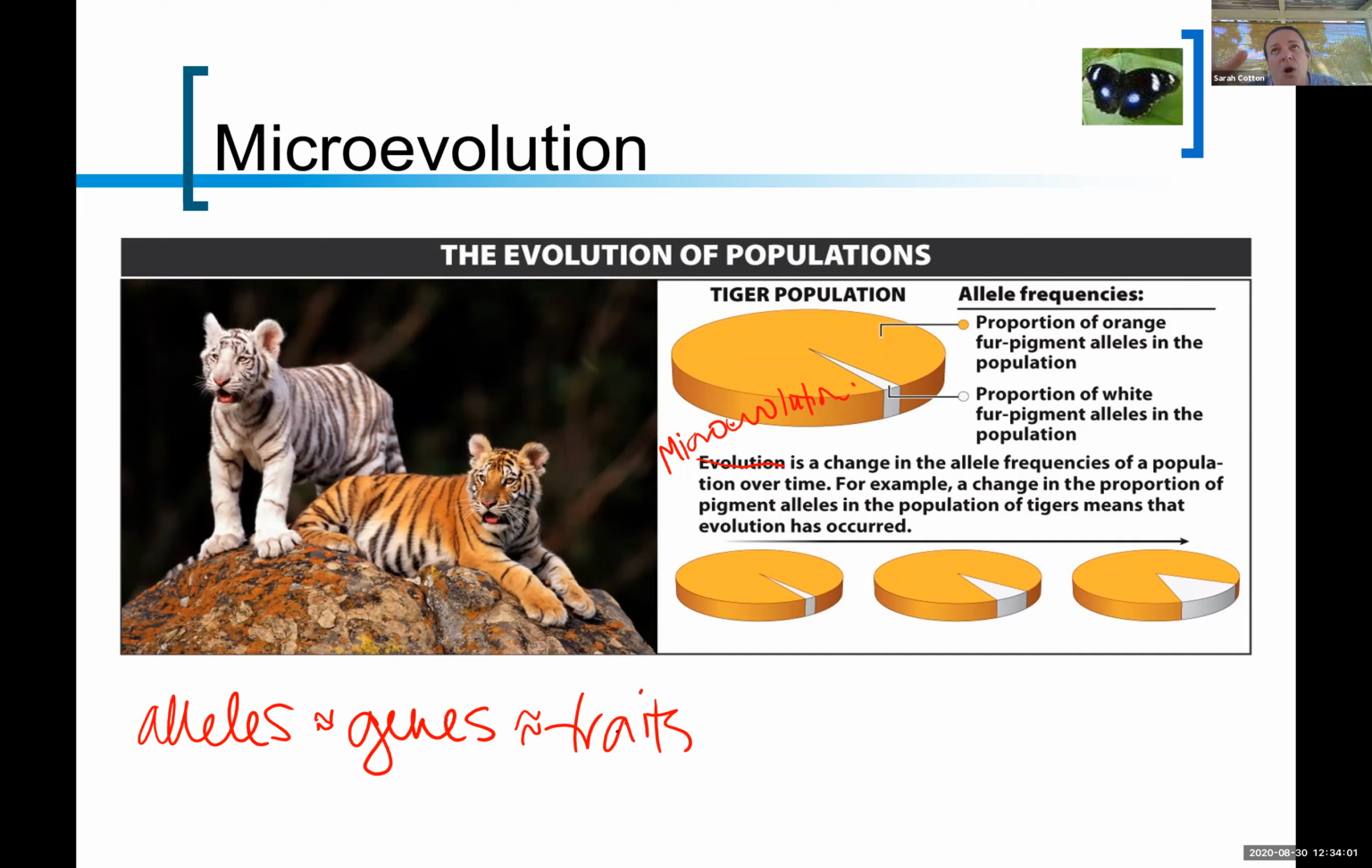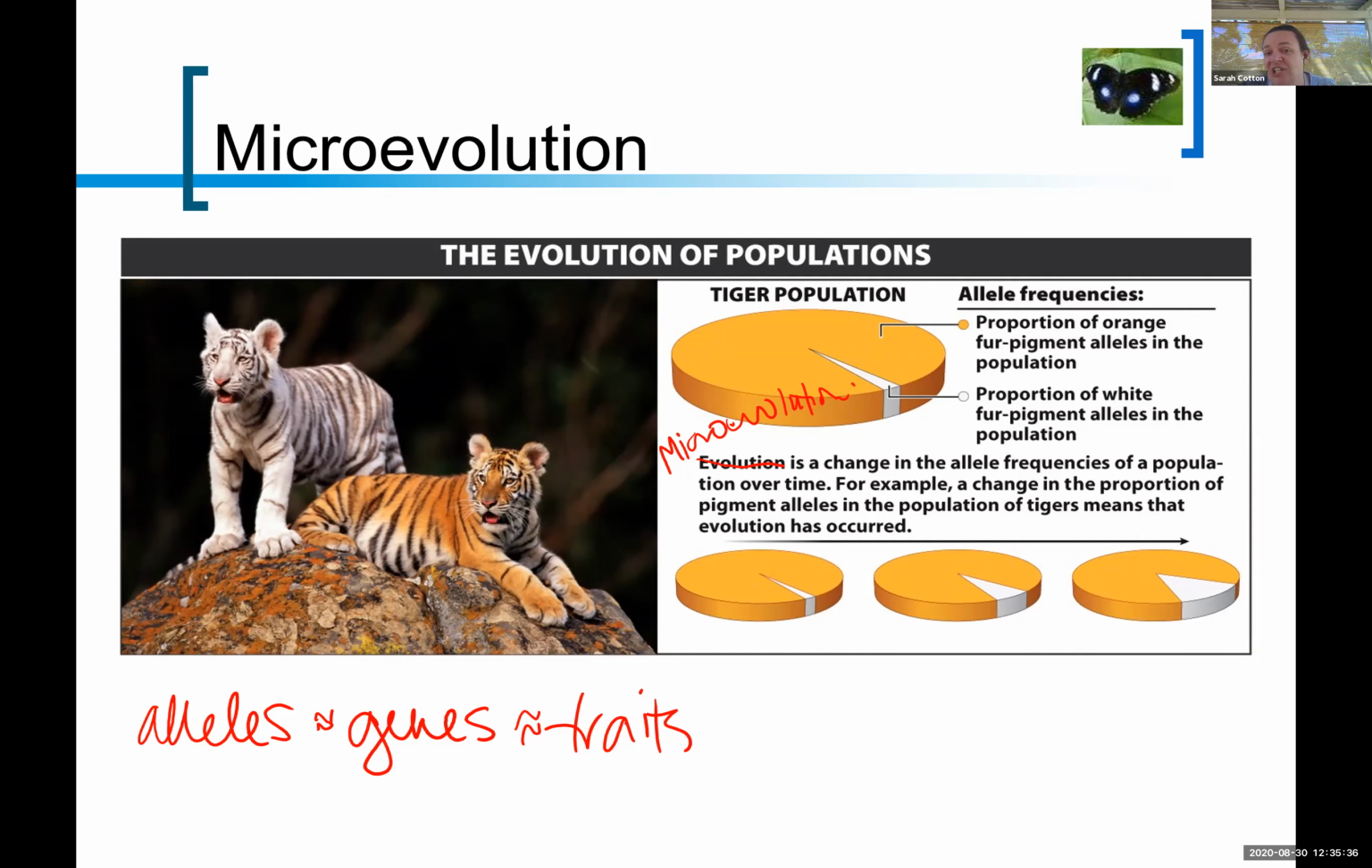So we're going to talk about the different causes of microevolution. Okay, so where were we? We have a definition for microevolution, so now we're going to talk about all of the different things that can cause microevolution. The first one we explained in much detail. One of the potential causes of microevolution is natural selection.